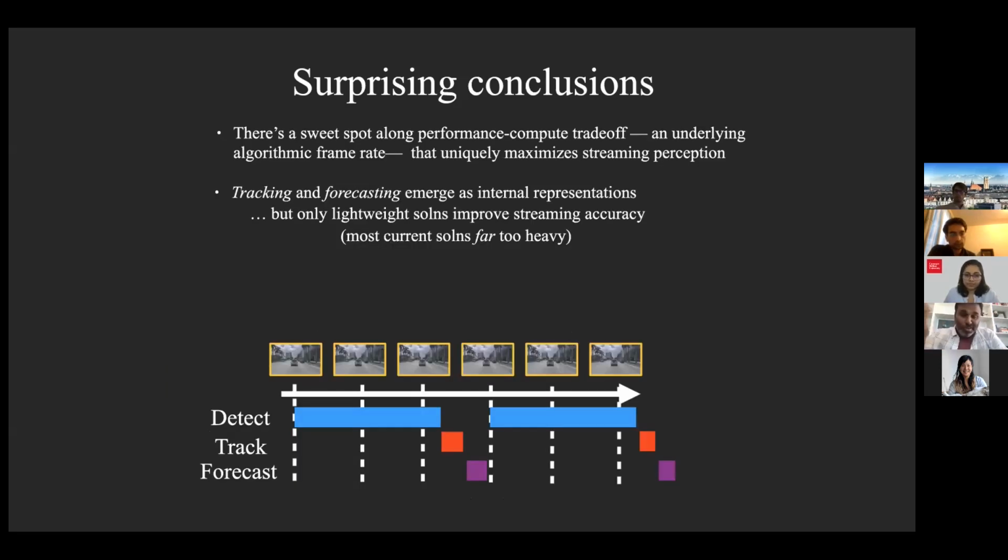The other interesting thing that emerges when you optimize the streaming metric is that tracking and forecasting emerge as internal representations that help you solve the streaming image understanding problem.